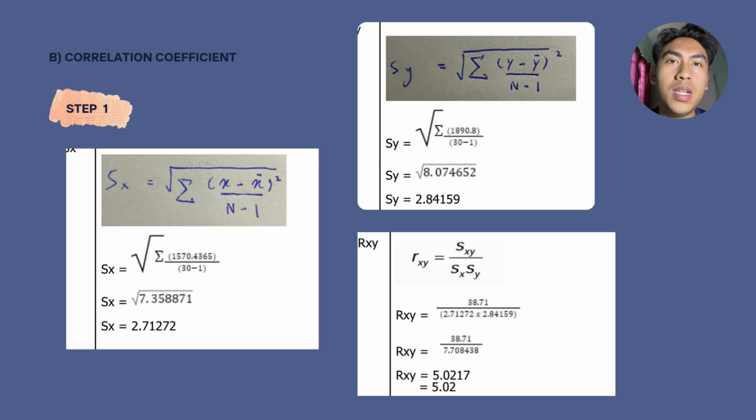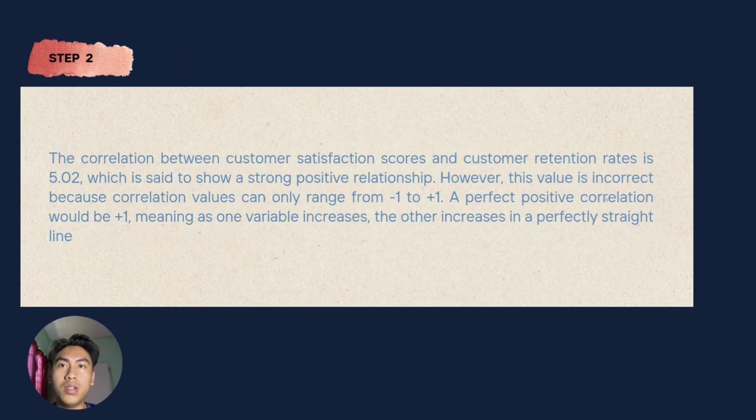So for the last one, find rxy. 38.71 divided by 7.708438. So we will get 5.1217. So the last answer is 5.02. Step 2 for the correlation coefficient.